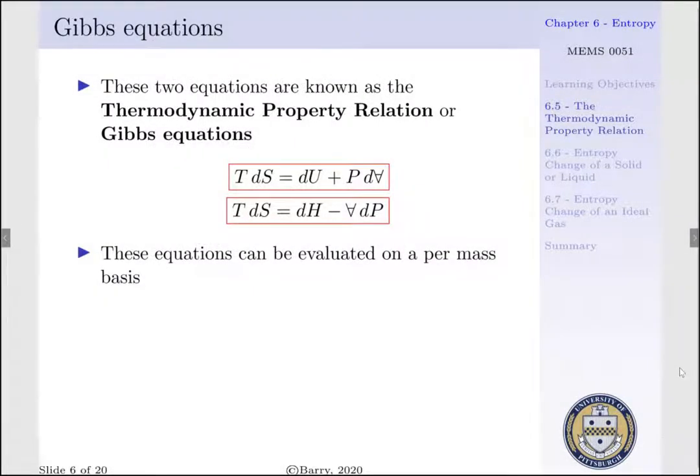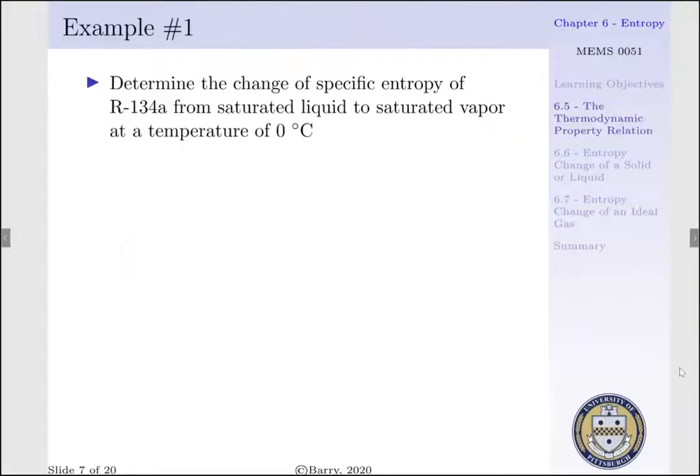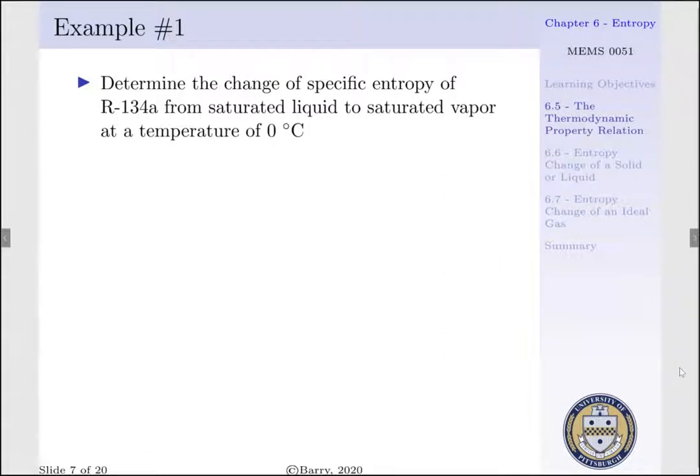These two equations are known as our thermodynamic property relations, or our Gibbs equations, and they can be evaluated on a per mass basis and for a variety of processes. Now let us look at how we could apply these equations.